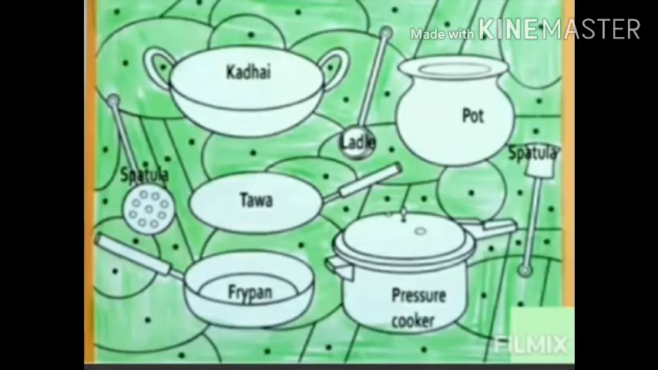There are pictures of some utensils. You are going to name them. So after you color it, you are going to get kadai, pot, pressure cooker, pan, spoon, spatula, tawa, ladle. So these are the utensils that you'll be able to notice, and you'll write down in the boxes given below.